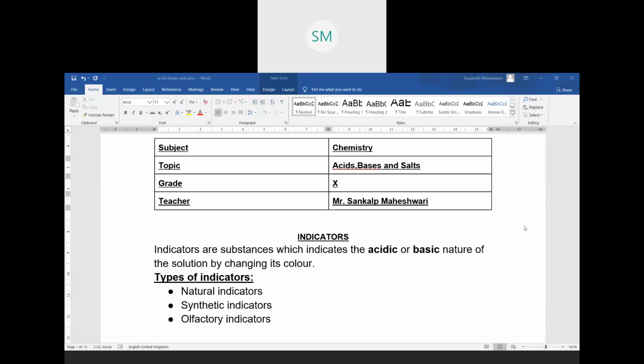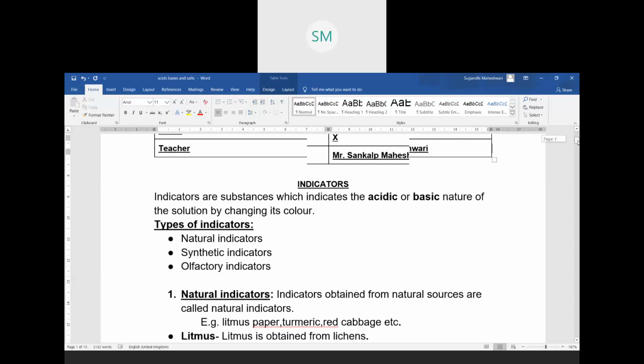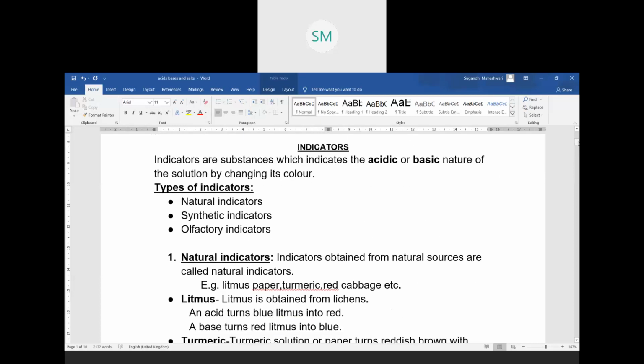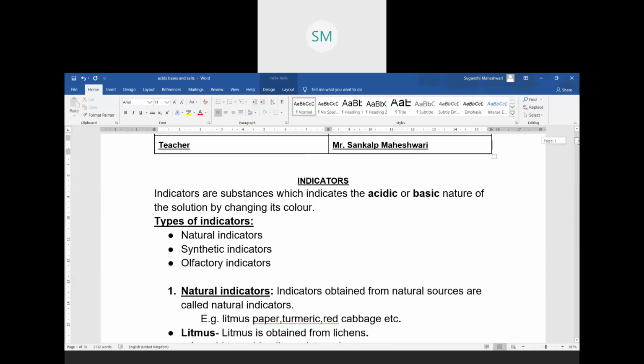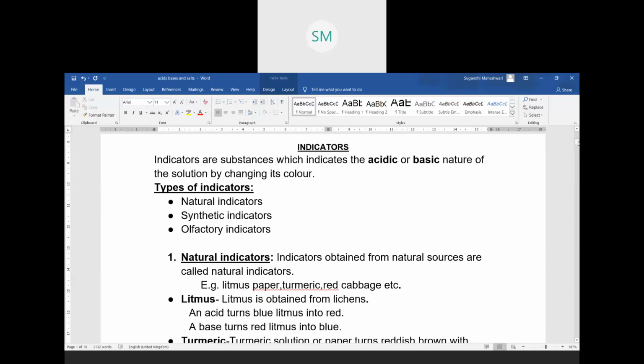Now, let's just start with the topic indicators. What is an indicator? Indicators are substances which indicate the acidic or basic nature of a solution by changing its color. They just change their color and indicate whether the given substance is an acid or a base. There are three types of indicator. First is natural, second is synthetic, and third is olfactory.